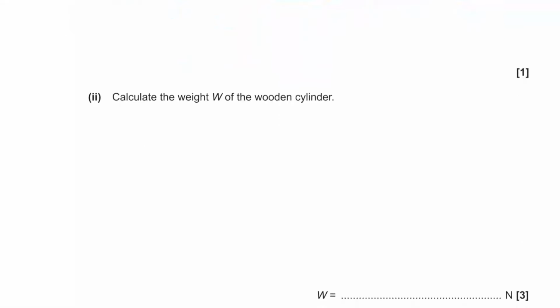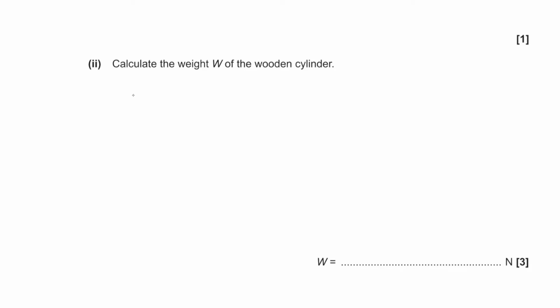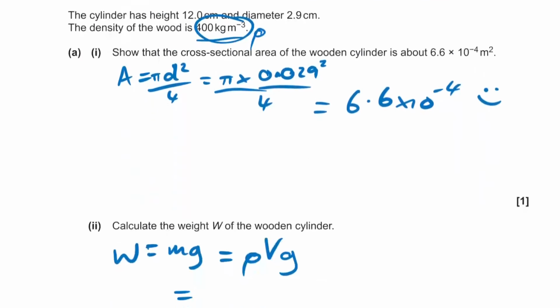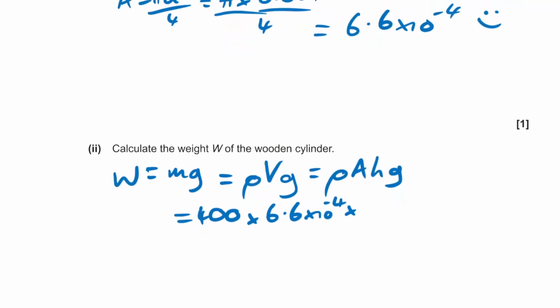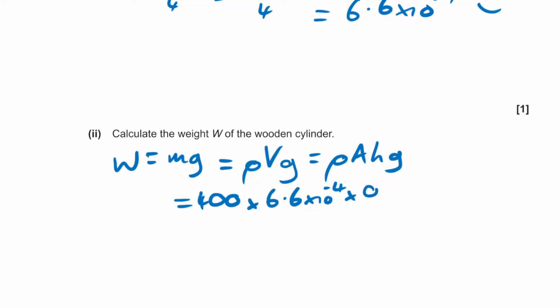Next, calculate the weight of the wooden cylinder. We know that weight is equal to mg, but we have the density, so it's going to be density times volume times g. And so that is, what was it? 400 times, well, the volume, isn't it? So we know there's going to be density times area times height times g. There we go. So times 6.6 times 10 to the minus 4 times the height, which is 12 centimeters. So in meters, that's 0.12 times 9.8.